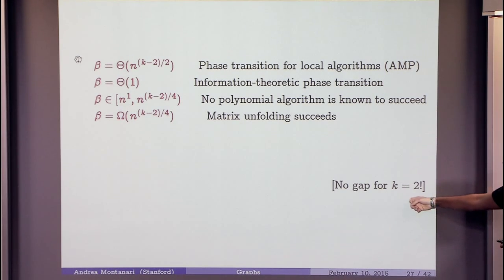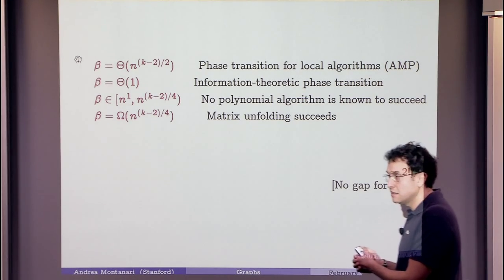So it's interesting that this is very different from the classical statistics case, that is k equal 2, which is standard principal component analysis. In that case, there is no gap. There is a phase transition in which just computing the principal vector works, and below that, no algorithm can work. And this is sometimes called the Baik-Ben Arous-Péché phase transition. What's the assumption on x?